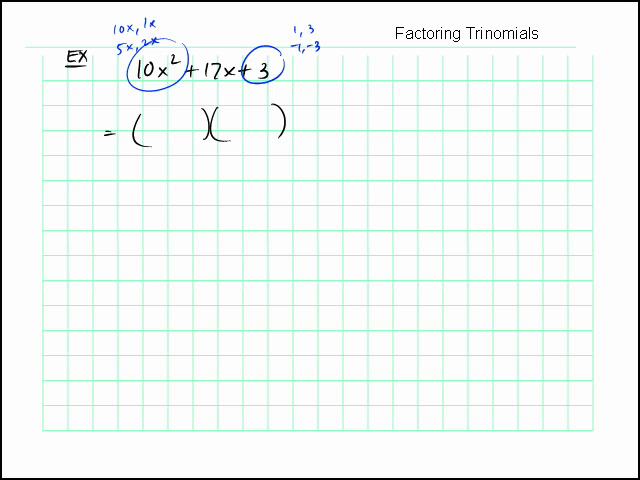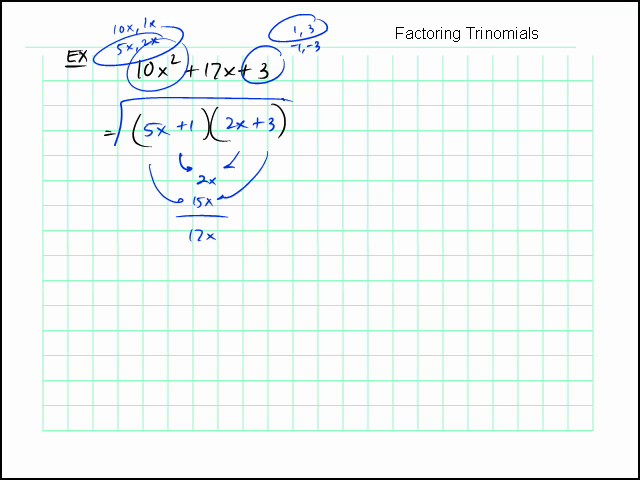Let's try, I'm going to try the 5x and the 2x, and then I'm going to take the 1 and the 3, and I'm going to put the 1 here, plus 1, and plus 3 there. And let's check and see if we have the correct middle term. That times that is a 2x. This times this is a 15x, and that does add up to 17x. Correct. Correct factorization. Let's try 8t squared minus 13t plus 5 now.